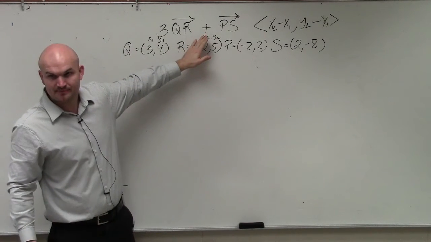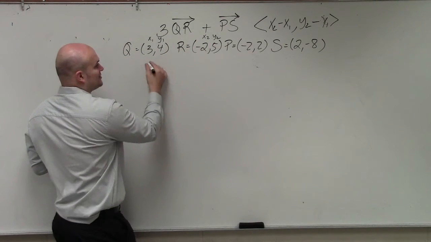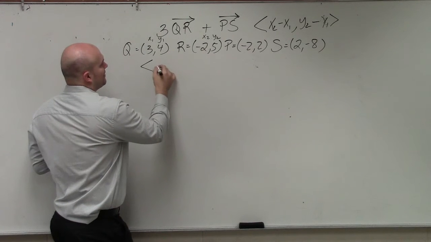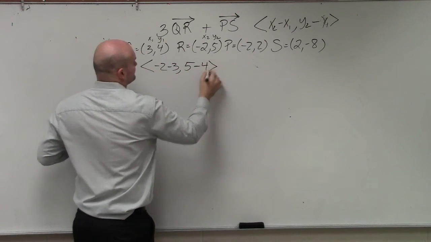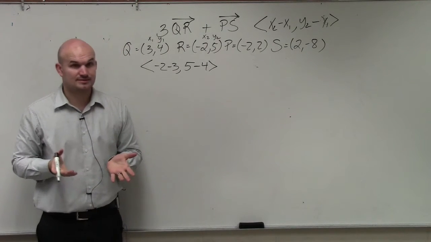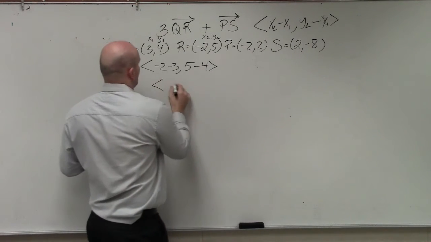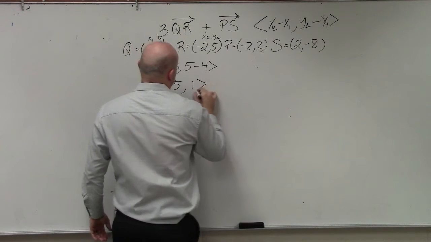Does that make sense? So to find the vector form of QR, I would do -2 minus 3, comma, 5 minus 4. Does that make sense? Simplifying that, I get -5, comma, 1.